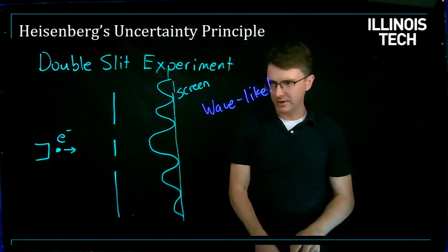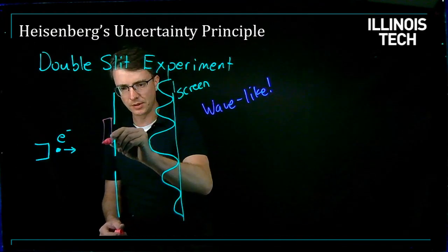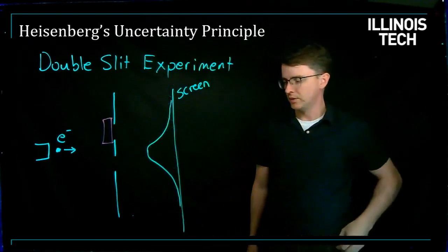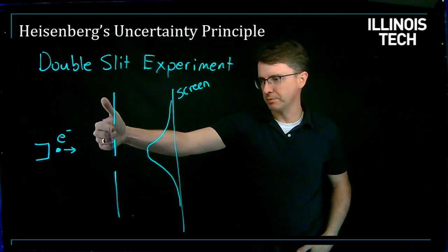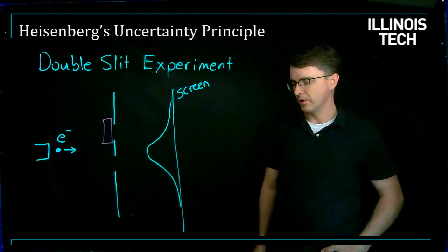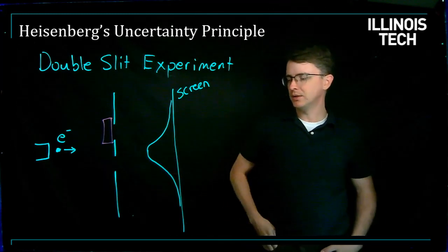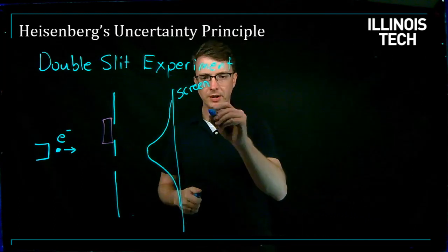But what happens if I cover up one of these? So let's say I block this. So I now allow the electron to only go through one. If I block one of the slits, so I don't allow the electrons to pass through this slit anymore, what will show up on the screen will be something more like this. I won't see the interference anymore. So this is more particle-like.